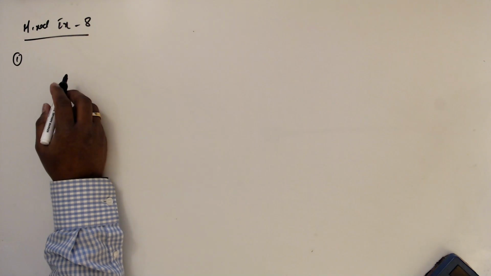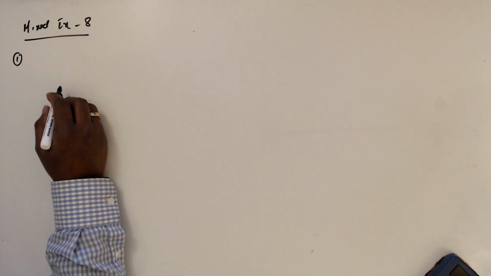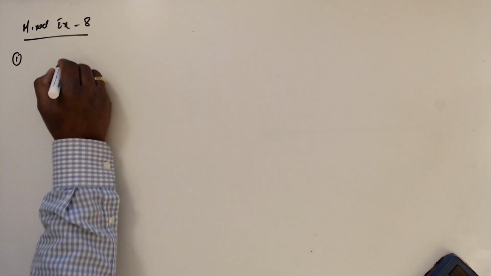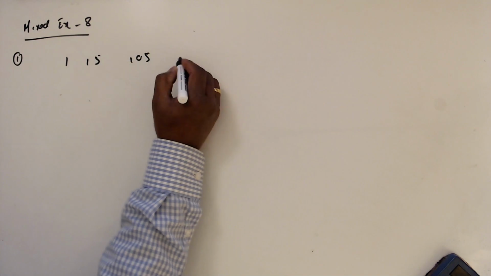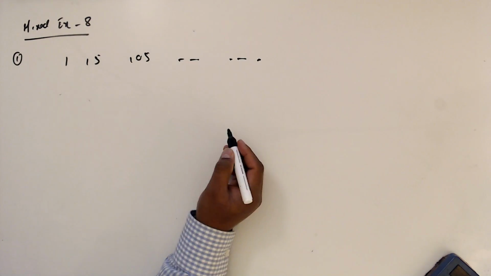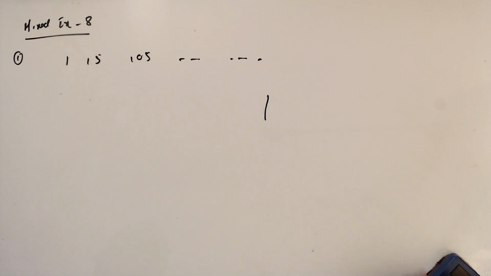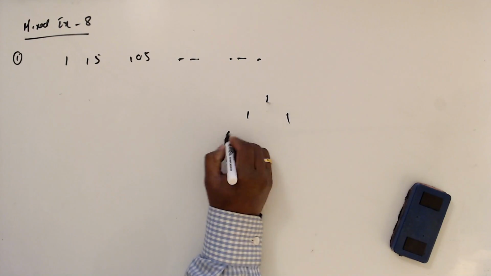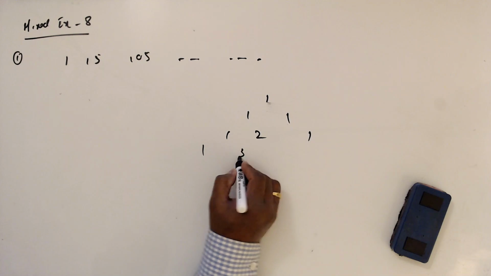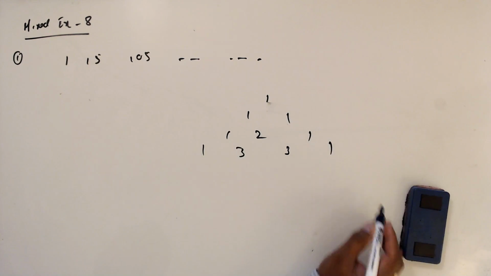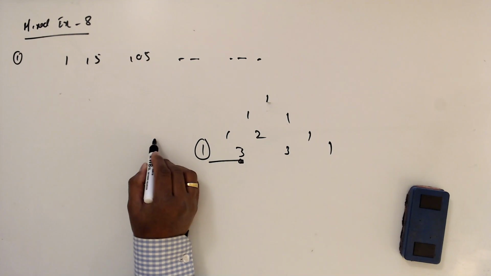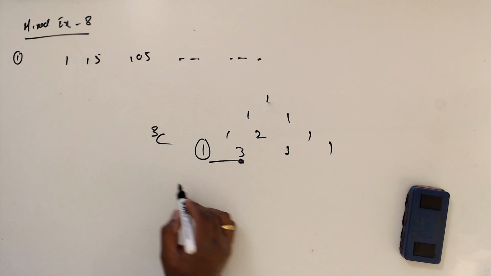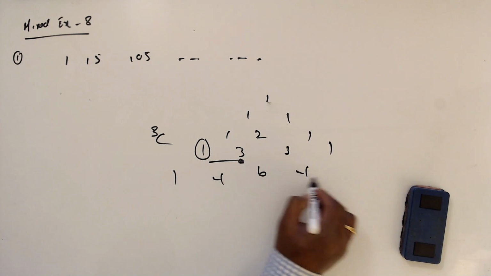Next, exercise 8. In the 16th row, we can see the Pascal triangle is given 1, 15, 105, and so on. We know that 1, 1, then 1, 2, 1, then 1, 3, 3, 1. If you see 1 with 3, it means the power is going to be 3. So this is 1, 4, 6, 4, 1.